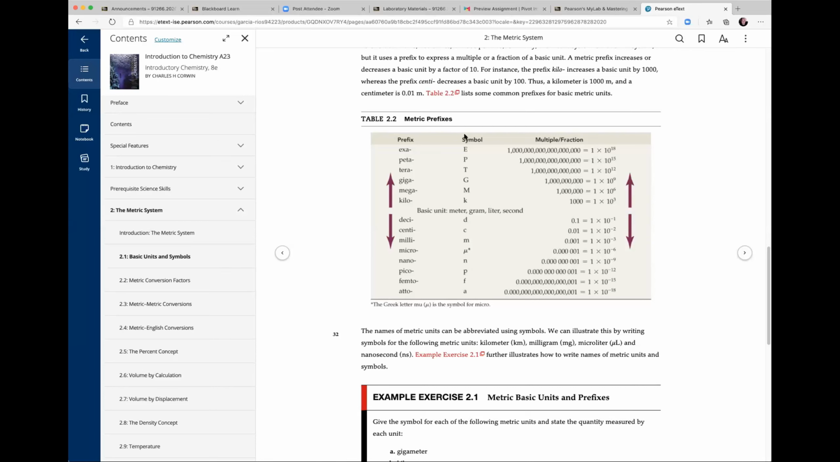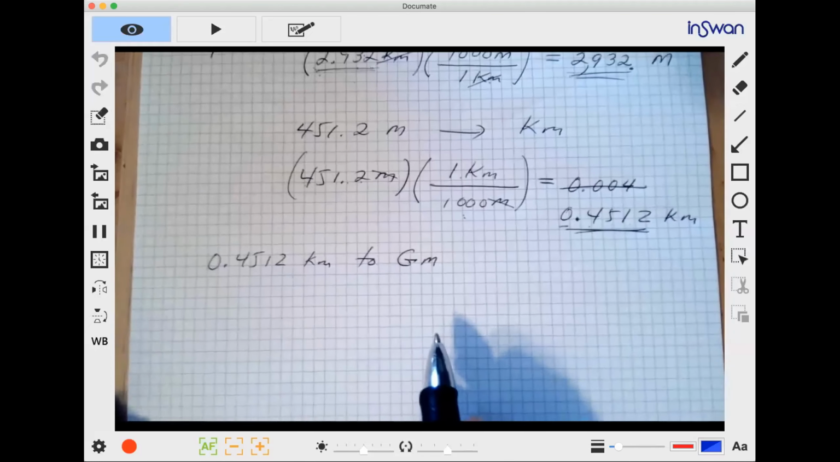I'm gonna switch now to my other screen. And let's see if we can try to do the conversion.